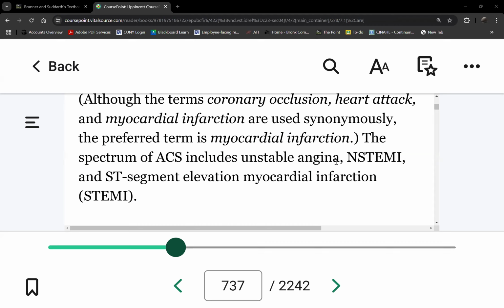Unstable angina means, yes, there was occlusion of the coronary artery, one or more. However, it did not result in death of any myocardial tissue. Is that understood? Okay, meaning, yes, for a brief period, the patient had severe ischemia, enough to cause chest pain. However, did it kill any tissue? No tissues died. Was the obstruction permanent? No, it was a temporary obstruction.